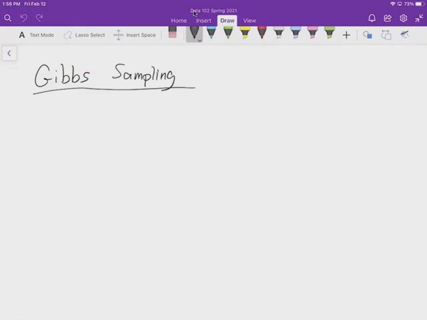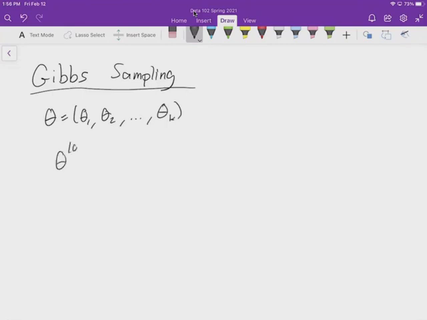Well, it's quite simple. Let's suppose we have theta, which is really theta 1, theta 2, and so on up to theta k. And what we want is a bunch of samples: theta 0, theta 1, theta 2, and we've already talked about why we want these samples. But what we really want is to find some way to really easily get from one sample to the next. That's the whole idea behind Markov chain Monte Carlo, finding ways to make it really easy to get from one sample to the next.